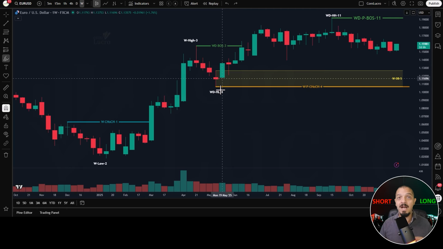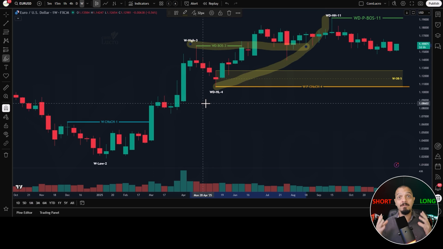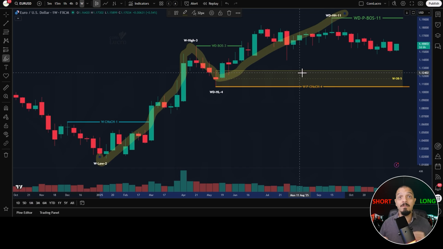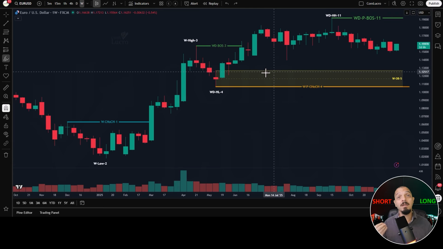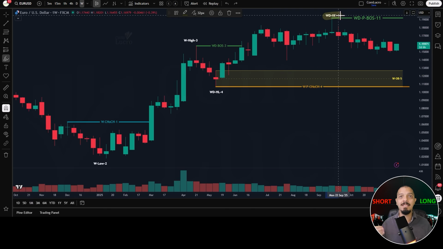From weekly daily higher low 4, the market starts the next bullish impulse. As price rises, it eventually breaks through weekly daily break of structure 3. This confirms the continuation of the bullish structure that started at weekly low 2 and shows strong buyer commitment on the weekly time frame. The move continues to expand until it reaches the major top labeled weekly daily higher high 11. At that same area, we see weekly daily possible break of structure 11, marking where the combined weekly and daily structural break is recognized.